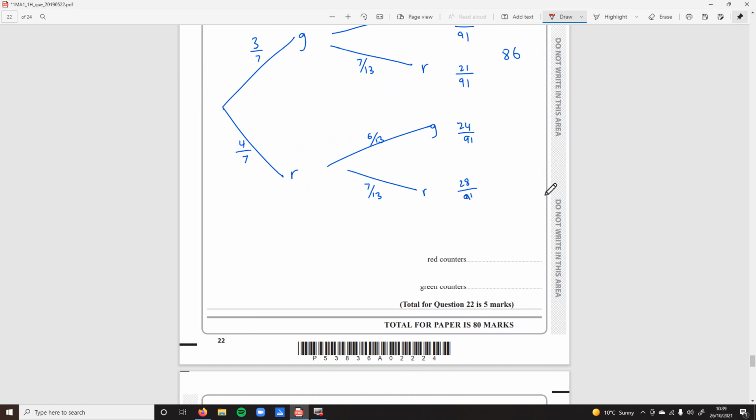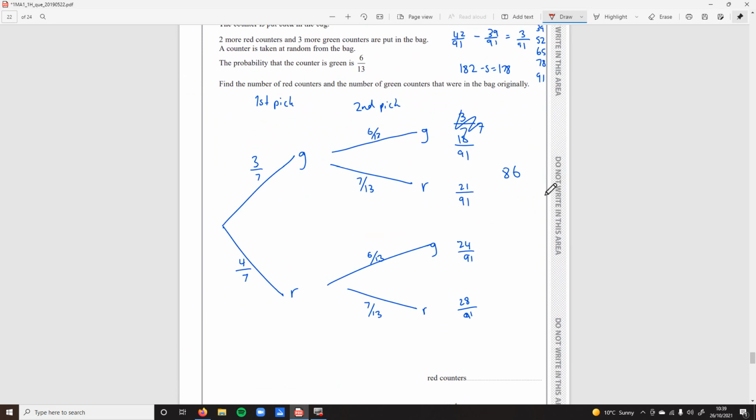And then, oh yeah, here is where we are going wrong. Lovely. So, for a process to find a relationship between R and G, green over red plus green equals 3/7, or green over red equals 3/4.